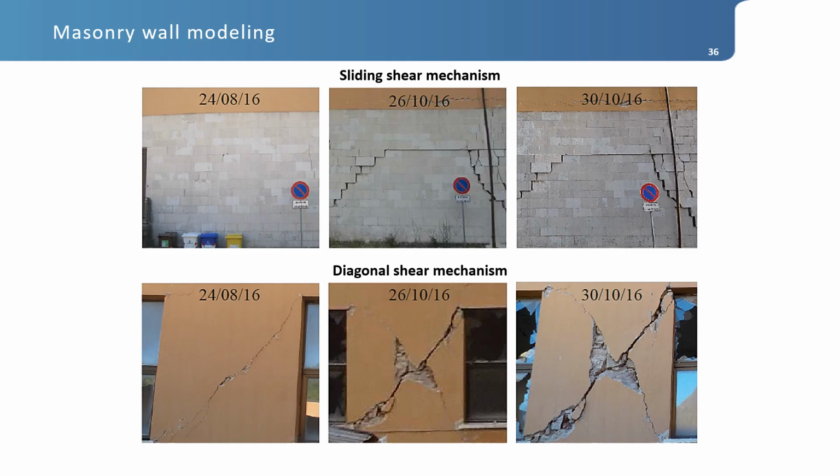We have the sequence of the images of damage after the Amatrice event in August, and then the very close ones in October, and in Norcia at the end of October again. So in different walls, sliding shear and diagonal shear failure modes were observed.